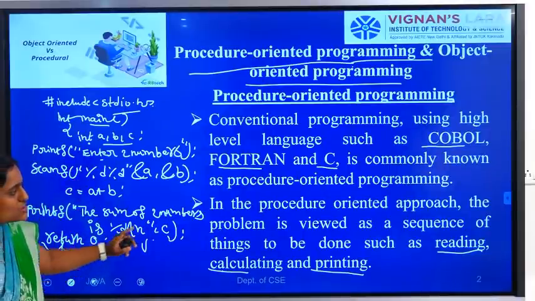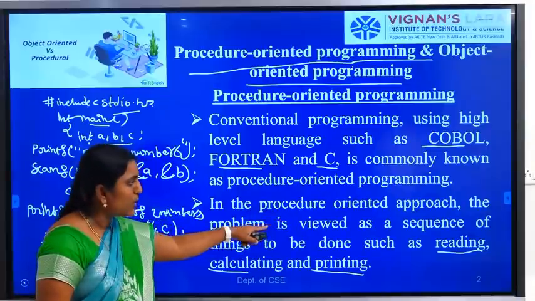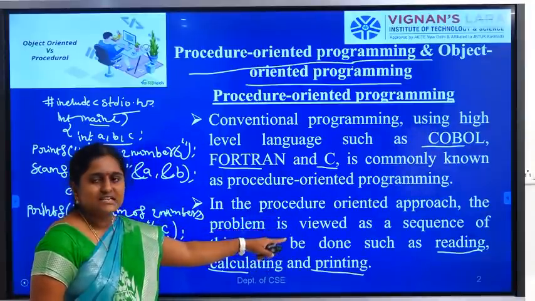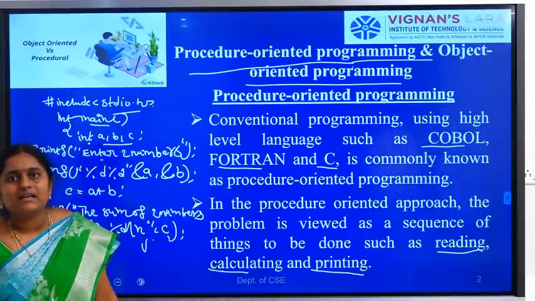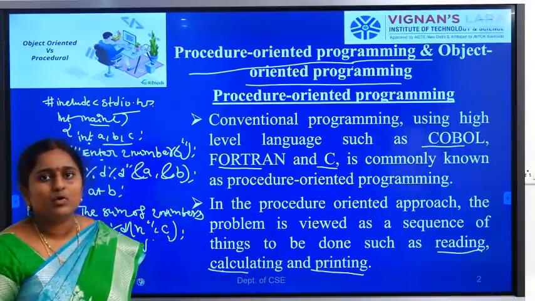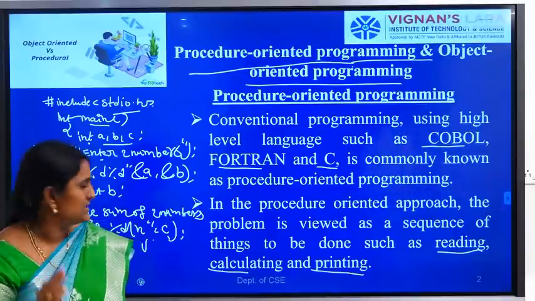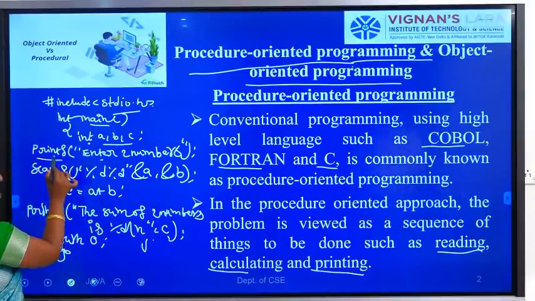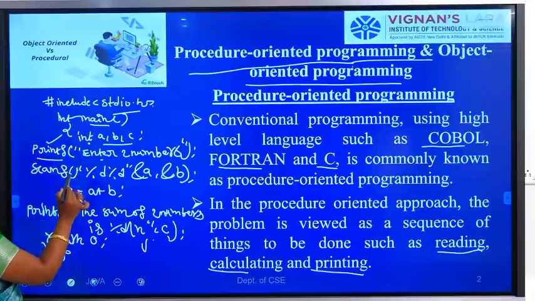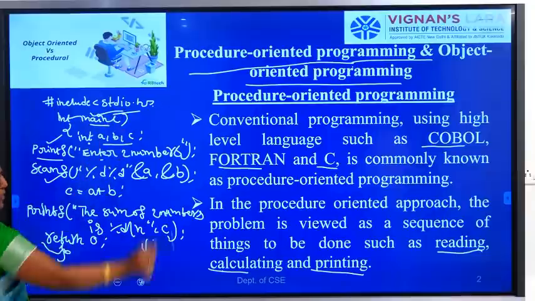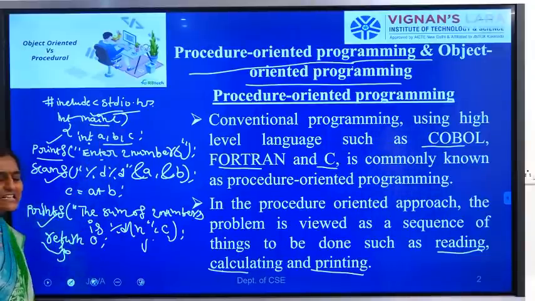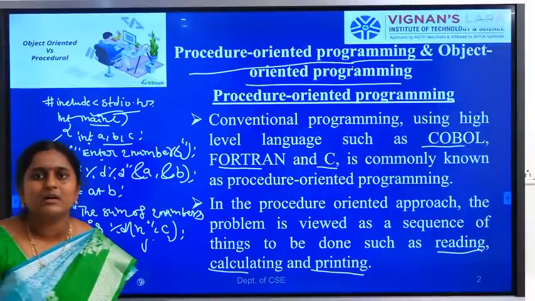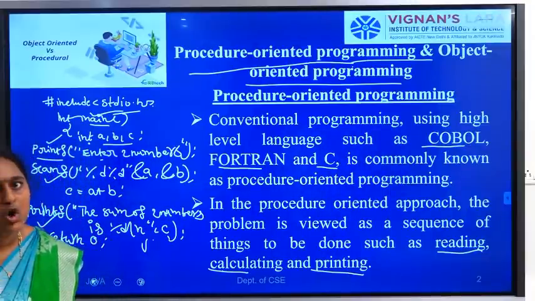So in procedure oriented approach, the problem is viewed as a sequence of things such as reading, calculating and printing. The reading, calculating and printing can be written in a program as three different functions. Here printf is the output function, it is one function. Next, scanf is a function. Main is also one type of function. So C is a collection of functions. Procedure oriented programming languages are collections of functions.